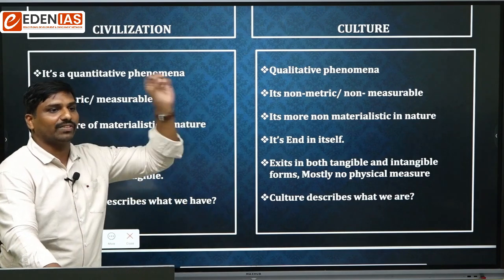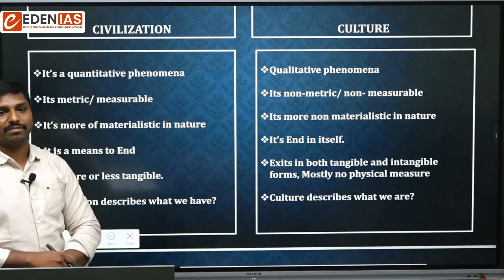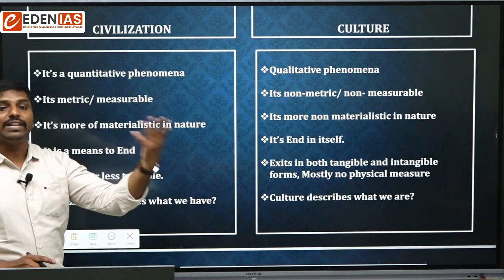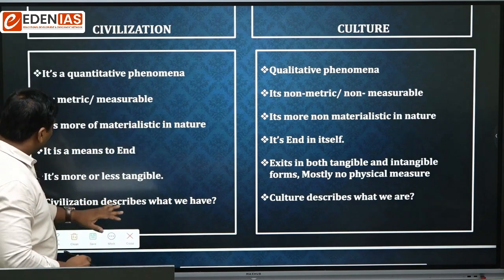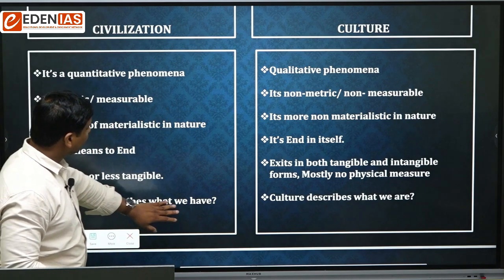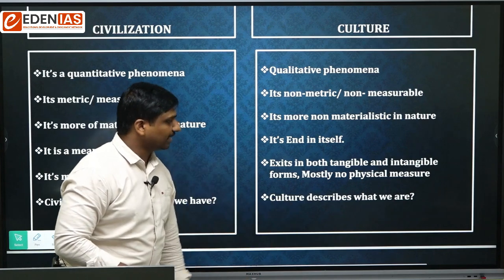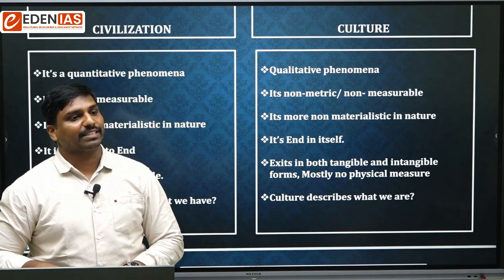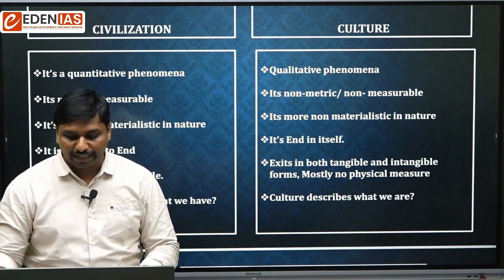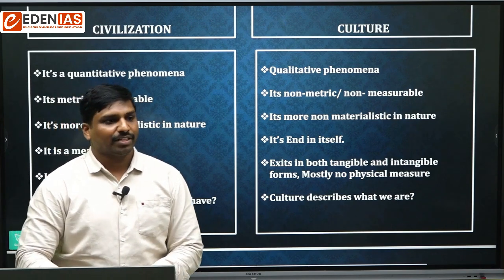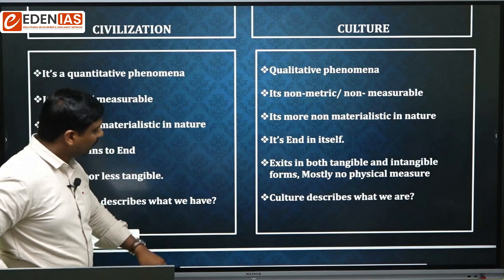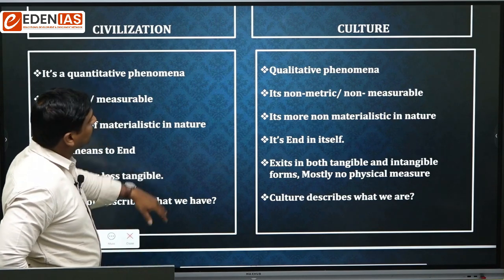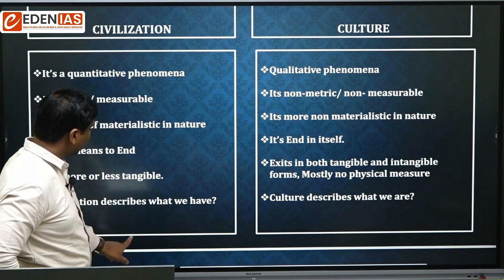We can touch them, we can feel them, sense them. So finally, civilization describes what we have and culture describes what we are. So that is with reference to basic differences between civilization and culture. So is that clear so far? So that's with respect to the differences between culture and civilization.